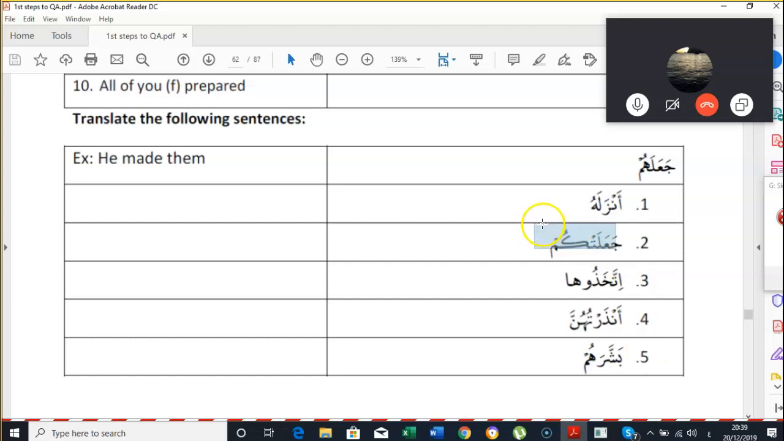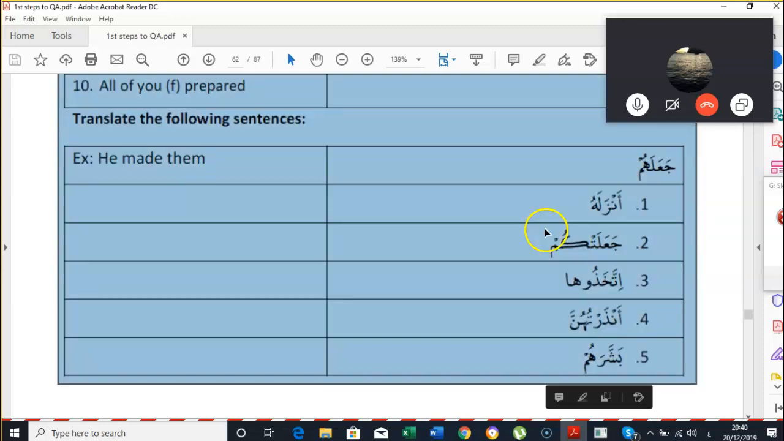Okay. جعلتكم. Kum. Okay, get rid of that for now. جعلت. It means to make or made. What's the pronoun inside of it? Good. She made. She made all of you. Very good.